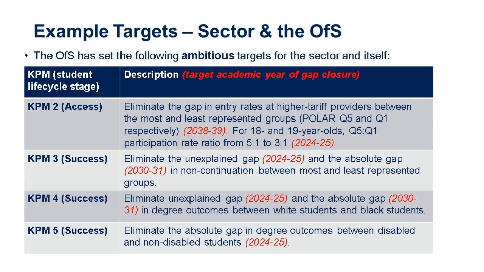And then for the absolute gap, that's the overall non-continuation rate gap between the most and least represented groups by 2030-31. And then in terms of attainment, in terms of degree outcomes, we want to eliminate the unexplained gap in degree outcomes between white students and black students by 2024-25, and the overall gap by 2030-31. And similarly for disabled and non-disabled students, we want to eliminate the absolute gap in degree outcomes by 2024-25.